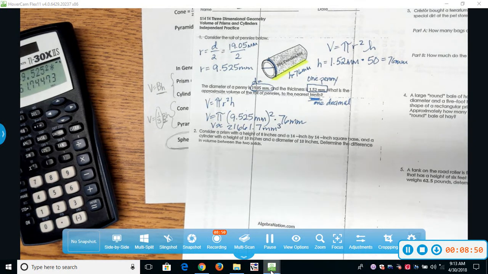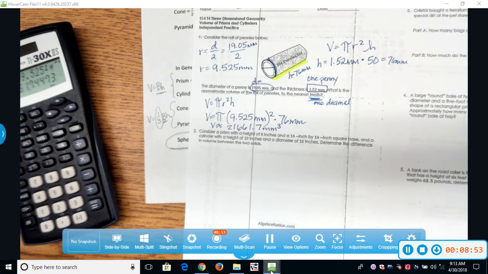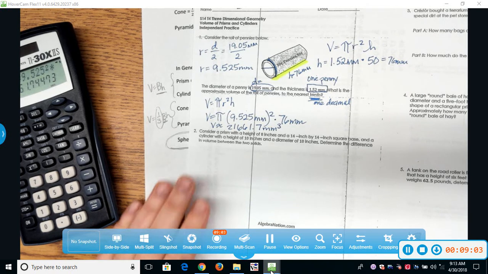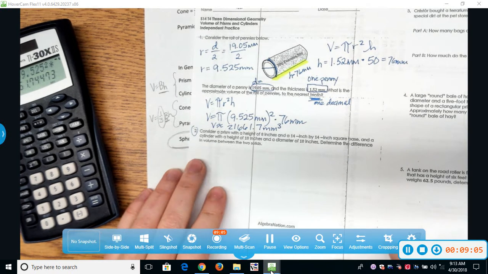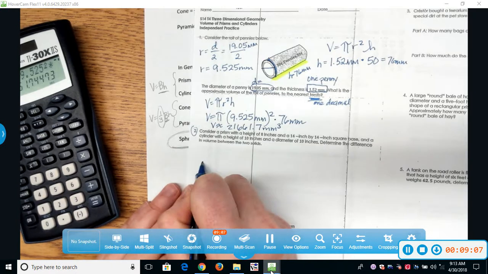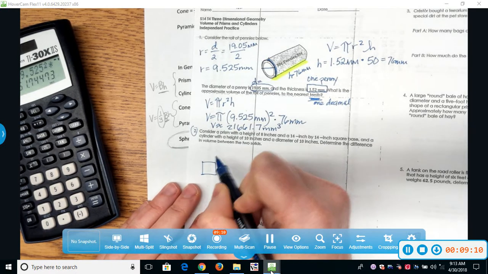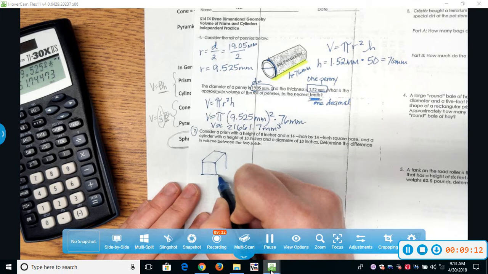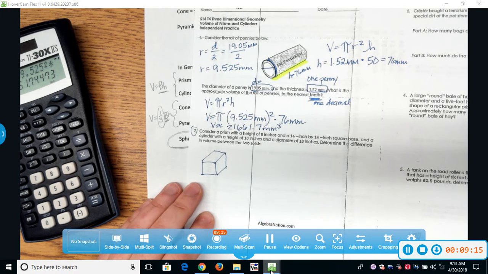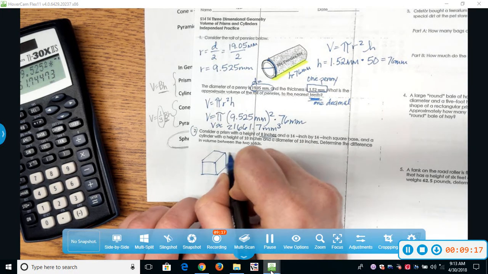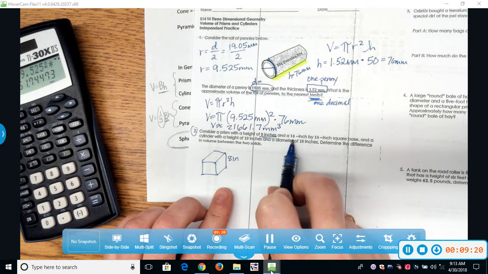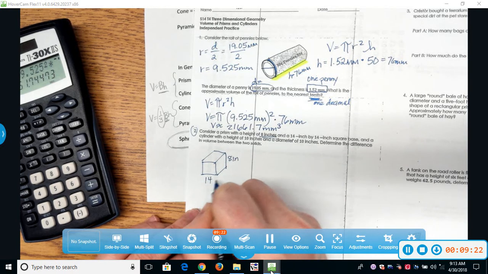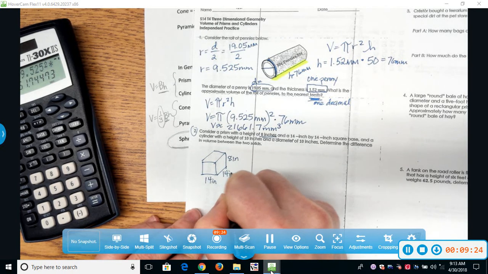That's one dealing with cylinders. Let's do one that deals with prisms. Okay, so number 2, let's look at number 2. You have a prism of some sort. Your prism has a height of 8 inches, and a square base, a 14 by 14 inch base.